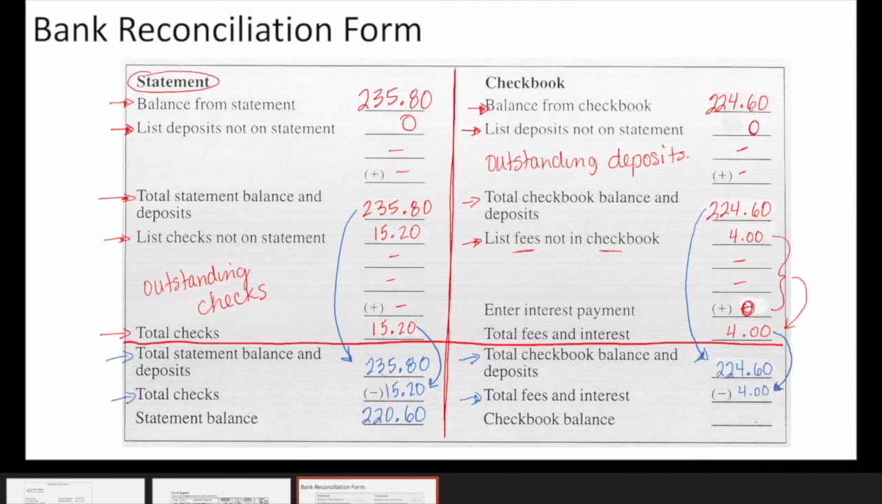Okay, next you are going to figure out your checkbook balance. You take $224.60 minus $4, and you come up with $220.60. The biggest thing with your reconciliation form is you have to make sure that your statement balance equals your checkbook balance. Those two numbers must be in balance for your reconciliation to be complete.